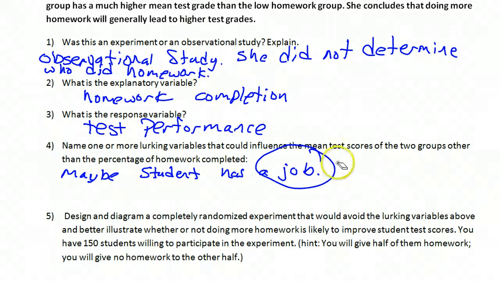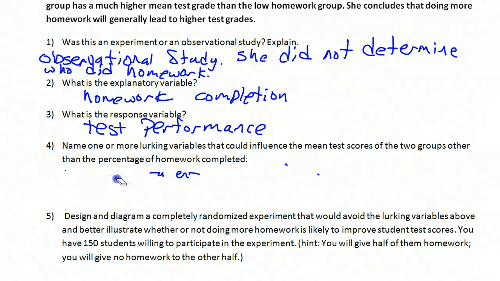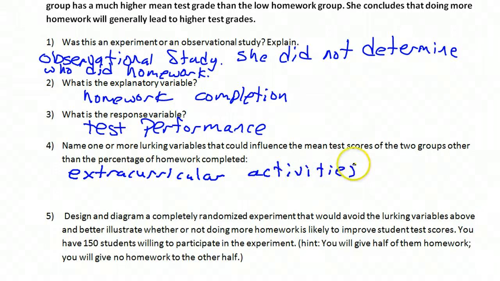Okay. Now, job was just one specific example, but in general, we could just call it extracurricular activities. All right, and that could include sports, clubs, having a job, all of these types of things. Let's see, what else? Yeah, another possible lurking variable is aptitude, and I'm kind of hinting at intelligence.